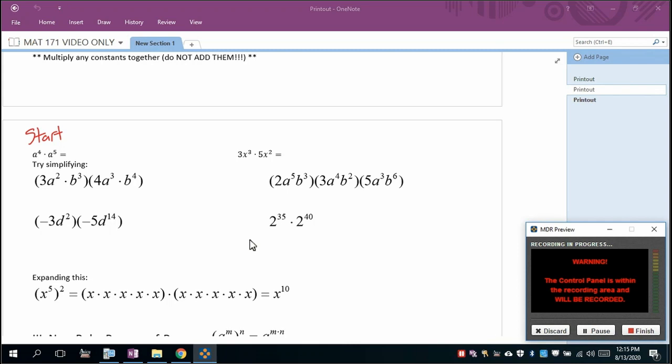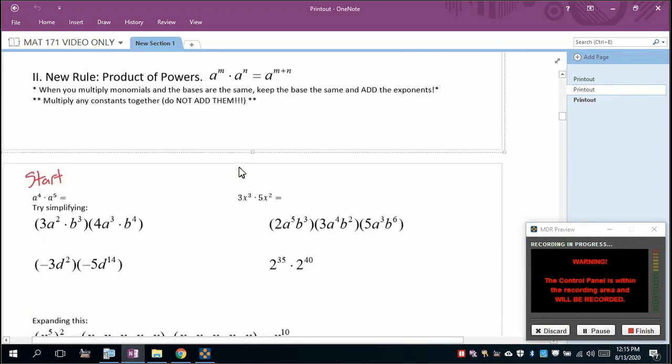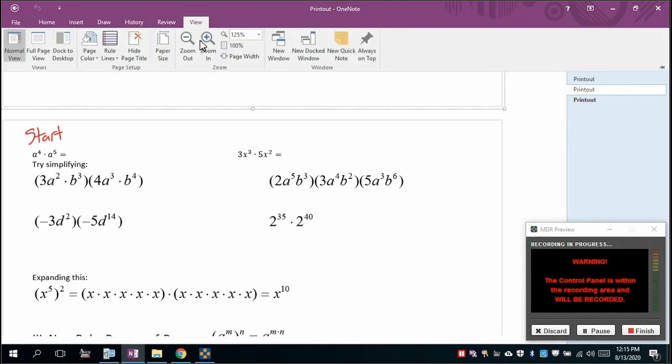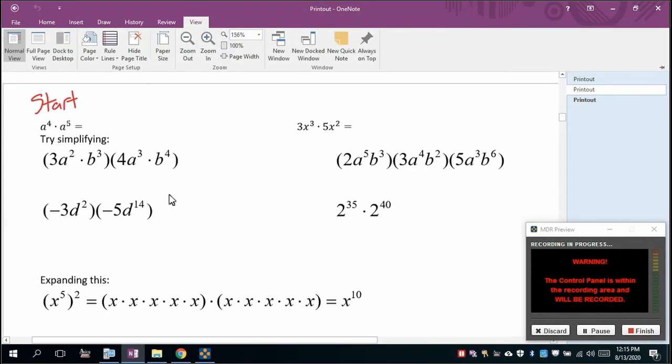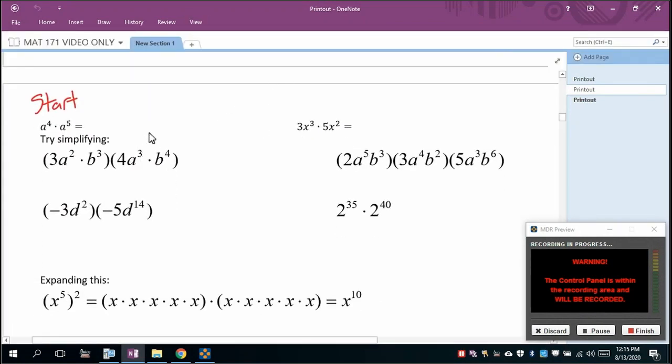All right, so basically what happens here is, if you remember from the previous video, all you have to do is add any exponents together. So for instance, a to the fourth times a to the fifth would be a to the ninth. Now 3x to the third times 5x to the second, you would have to multiply these constants, so you would get 15, and that would be x to the fifth.